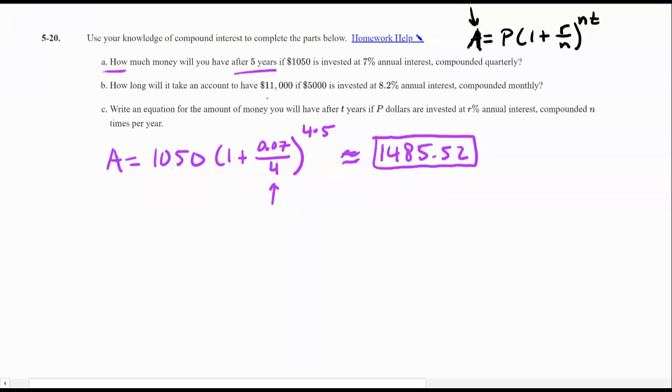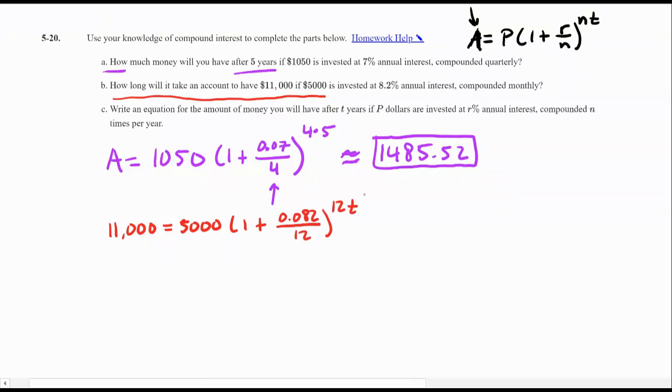So for B, how long will it take the account to have $11,000 if $5,000 is invested at 8.2% annual interest compounded monthly? So this one I'm going to write the equation. I know that I want the amount of money to be 11,000. So I actually know the final amount here. I'm actually looking for the time, so I'll have T in my answer here. So now I got 5,000 as the principal, or the starting amount, times 1 plus the rate, which is 0.082, because I just divided it by 100, compounded monthly, which is divided by 12, and then I don't know what the time is yet.